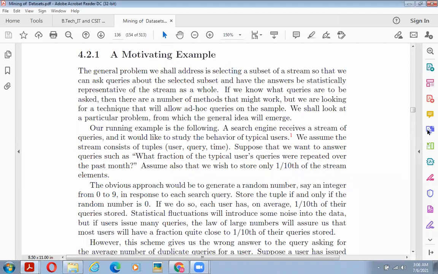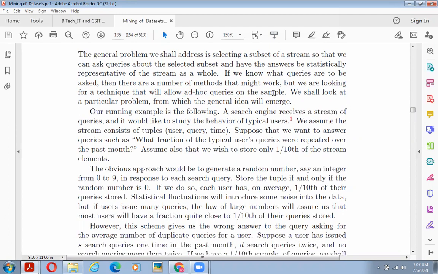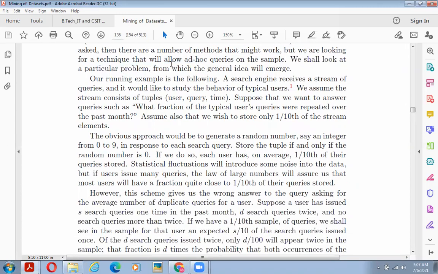Now, if you know what queries have to be asked, then there are a number of methods that might work. But we're looking for a technique that will allow ad hoc queries on a sample. So previously we got an idea about how the subset will be selected, the queries will be asked on the subset, and the answer will statistically represent the whole. Here we are asking about ad hoc queries on a sample. We shall look at a particular problem from which the general idea will emerge.